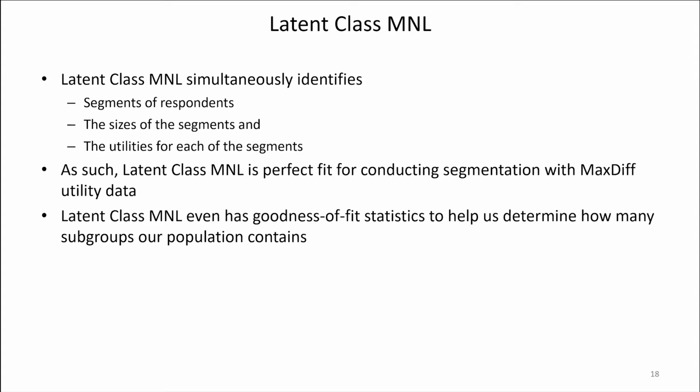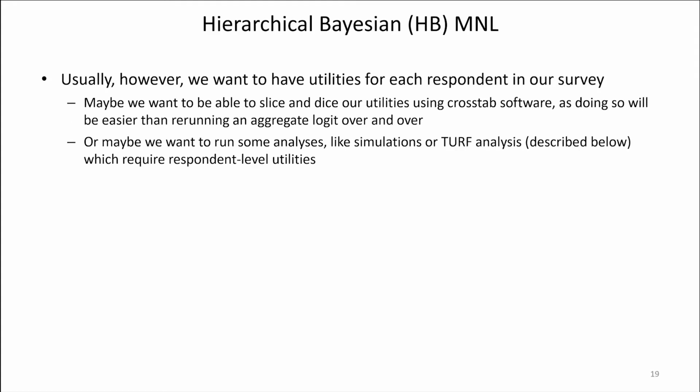And it even has some really nice goodness of fit statistics to help us determine how many segments our sample contains. If you think about it, an aggregate model is giving us an average set of utilities for everybody, and latent class is breaking it down by groups of people with different patterns of preferences.